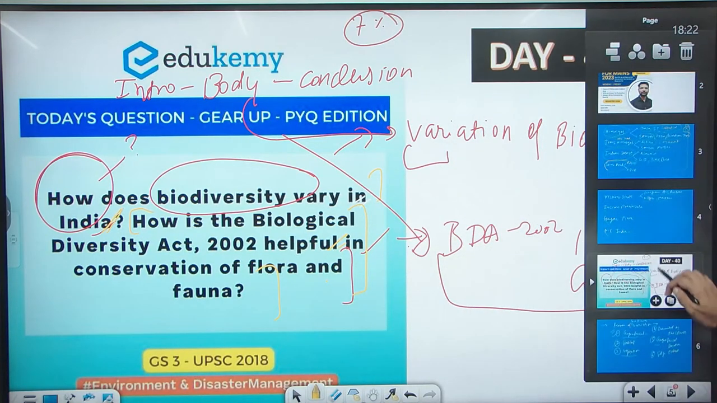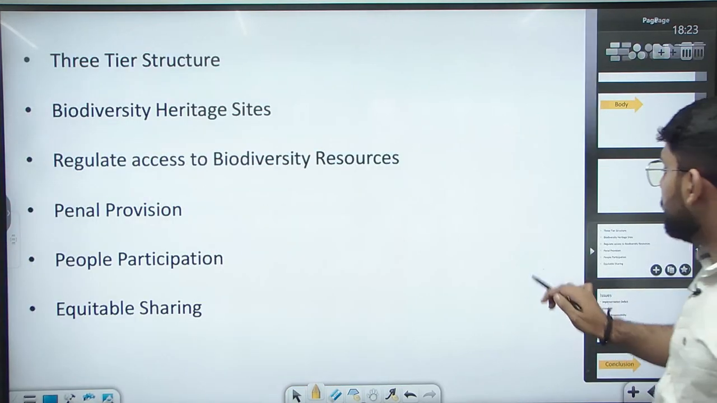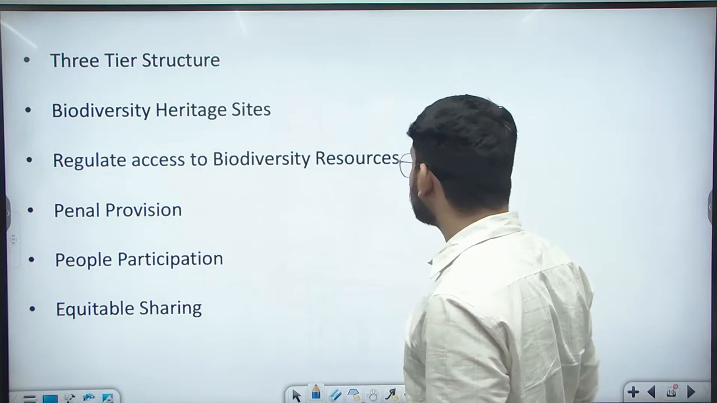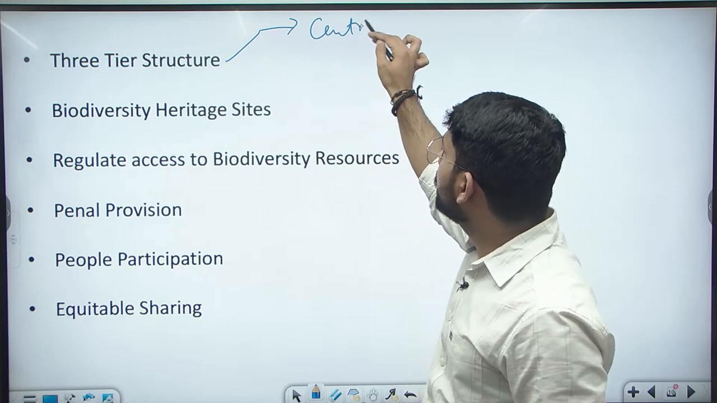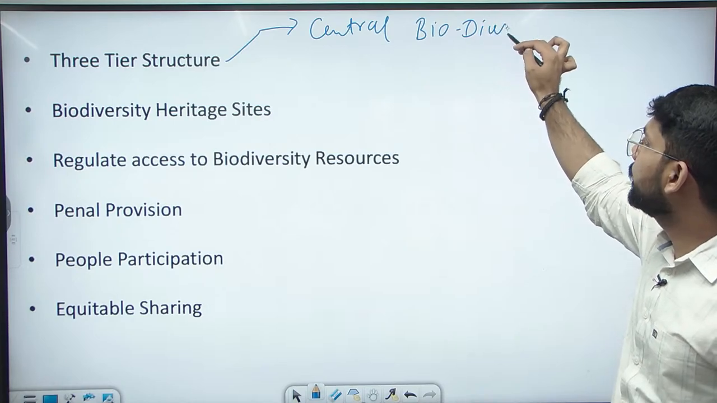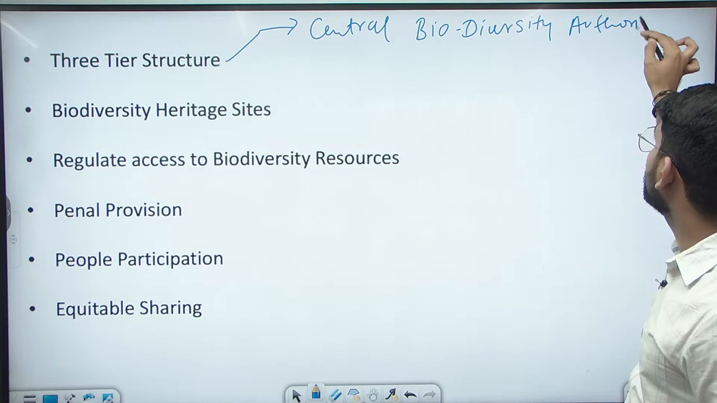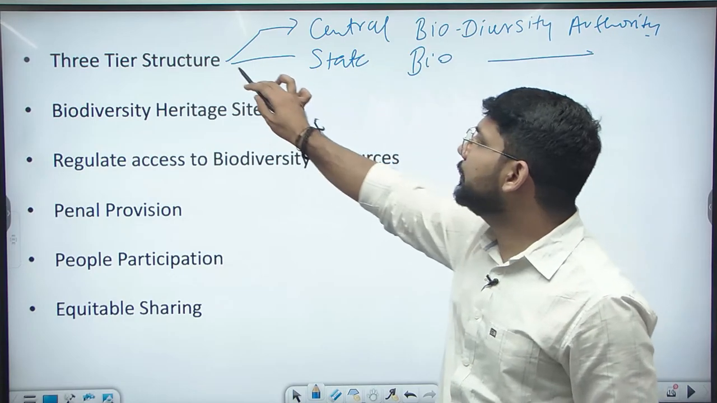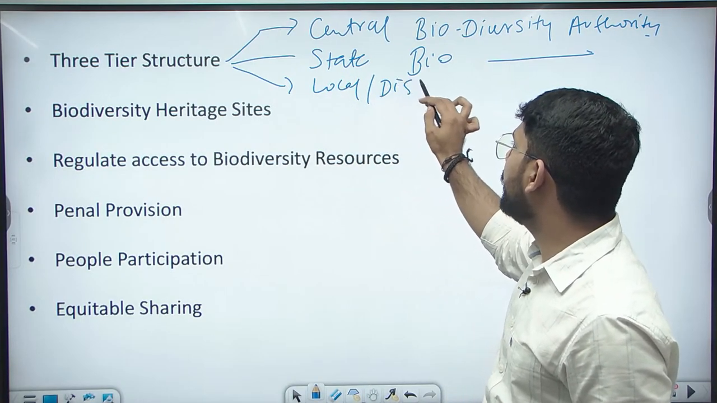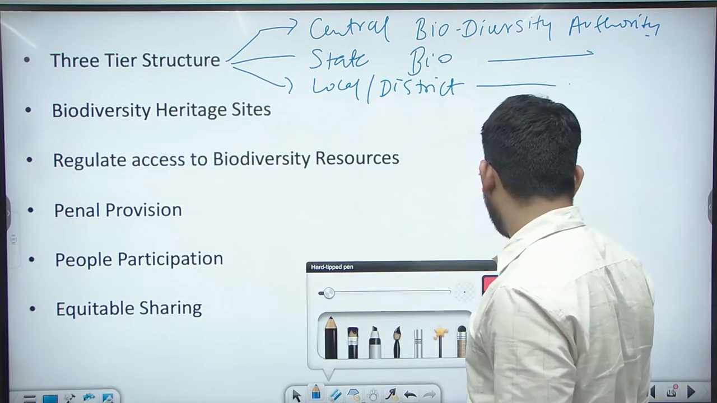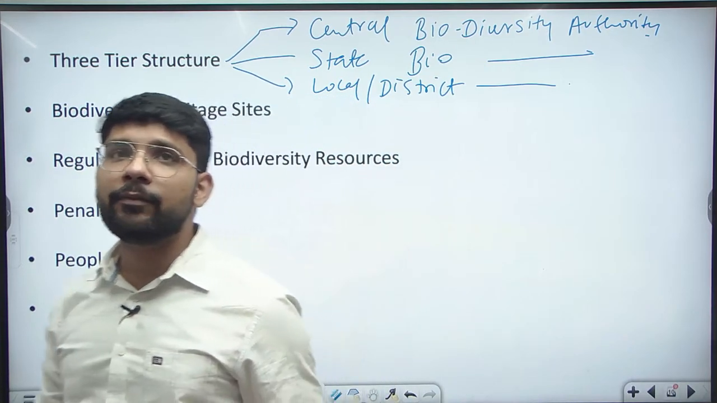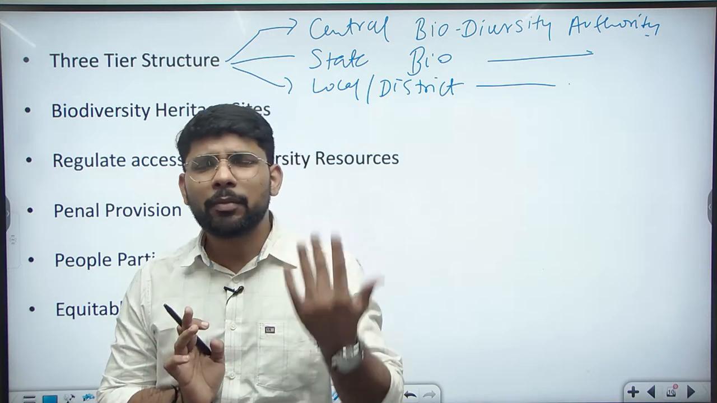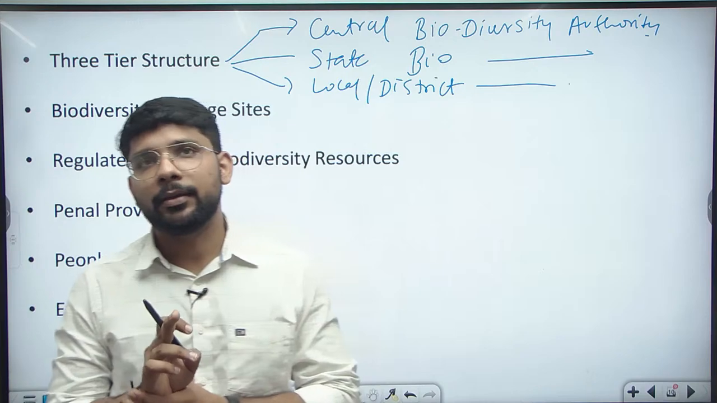Okay, so let's see how the Act helps. Under the Biodiversity Act, there is a three-tier structure. One is the Central Biodiversity Authority. Second is the State Biodiversity Authority. And third is the local or the district level biodiversity authority. So under the Act, there is a three-tier system for the protection of the biodiversity: at the central level, the Central Biodiversity Authority; at the state level, the State Biodiversity Authority; and the District Biodiversity Authority.